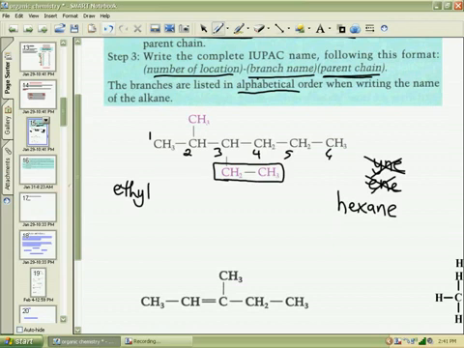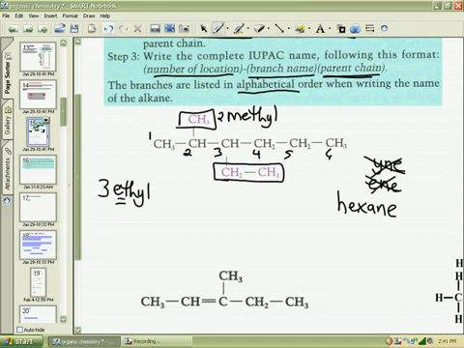The ethyl group is on carbon 3. We have a methyl group, a 1-carbon chain, so it's a methane, which becomes methyl, and we have a methyl group on carbon 2. So when we want to list all those off, we want to list what they are and where they are. So we put them in alphabetical order, E before M.